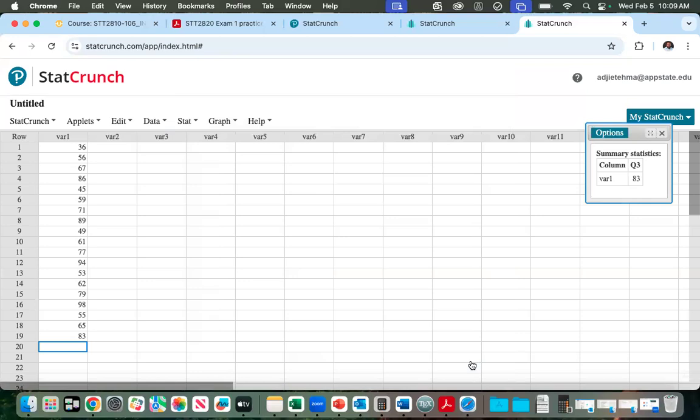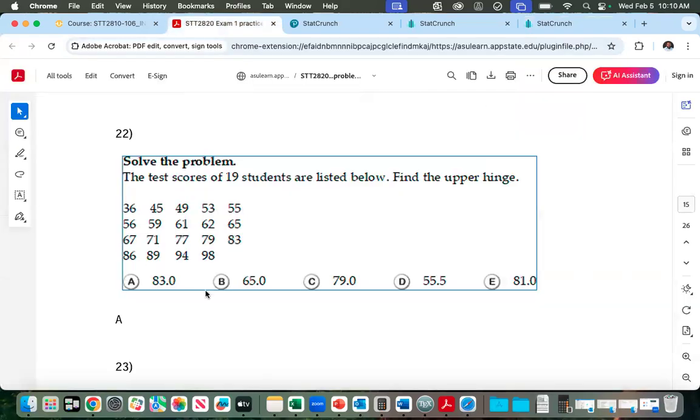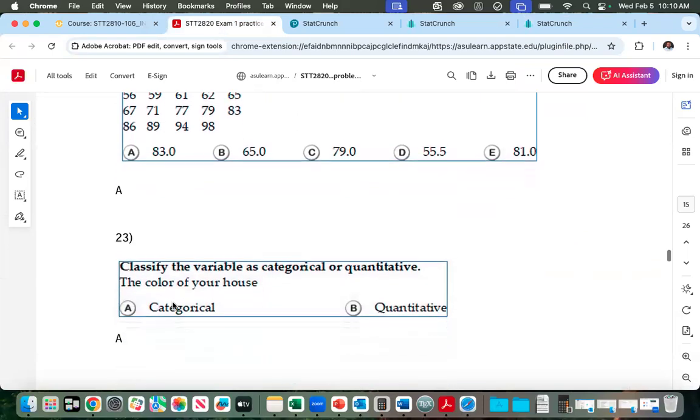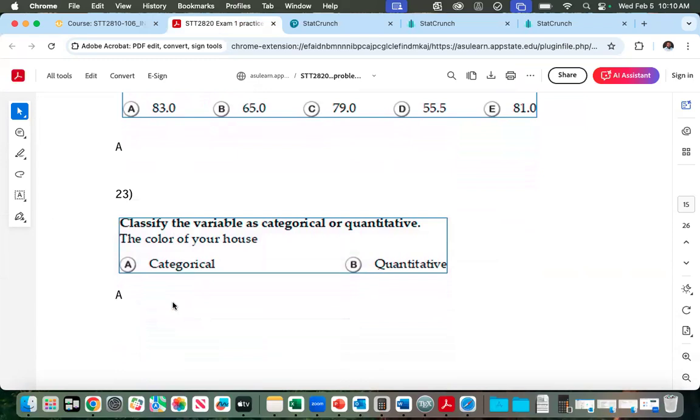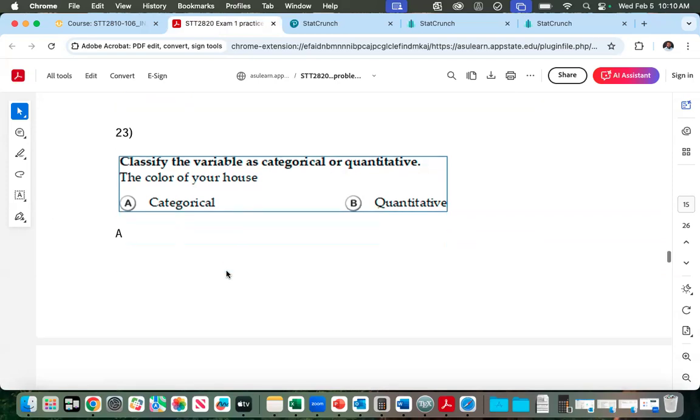And then I got 83. Did you all get 83? Good. So it means you're on the right path. Now let's proceed. It means that the upper hinge is 83, which is A. Let's get to 23. The color of your house, is it categorical or quantitative? Yeah, it's categorical. Good. Let's get to 24.